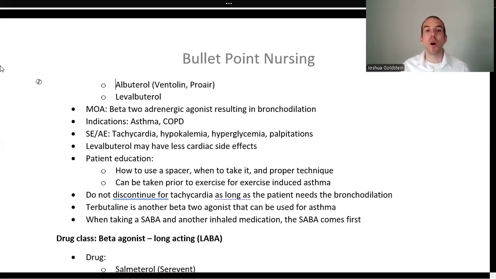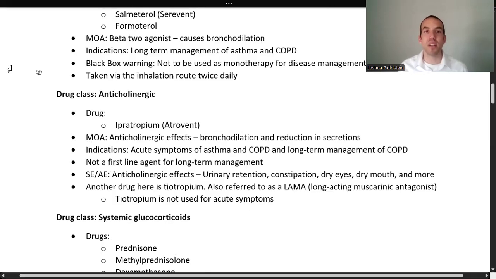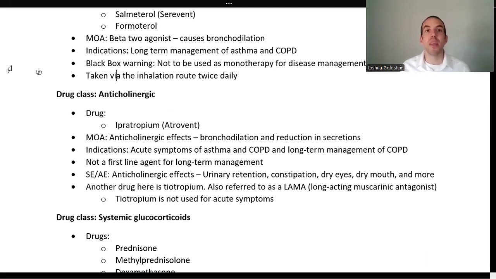So LABAs are long-acting beta agonists. They do the exact same thing, but this is not your rescue inhaler. This works the same way, but this is for long-term management. This is taken inhaled. This is preventative. This is taken daily, twice daily, to prevent your asthma from getting out of control. And just a note, this does have a black box warning that it's not to be used by itself. It's only to be used with other agents such as an ICS, which we're going to talk about in just a few minutes. Let's go on back to the acute medications and let's go to the next one.